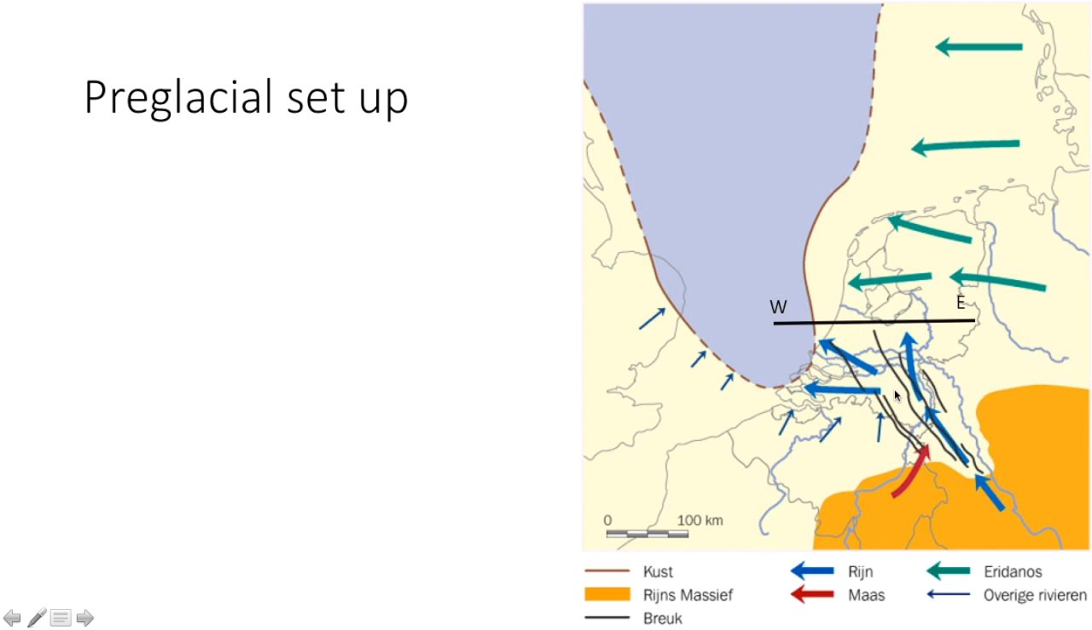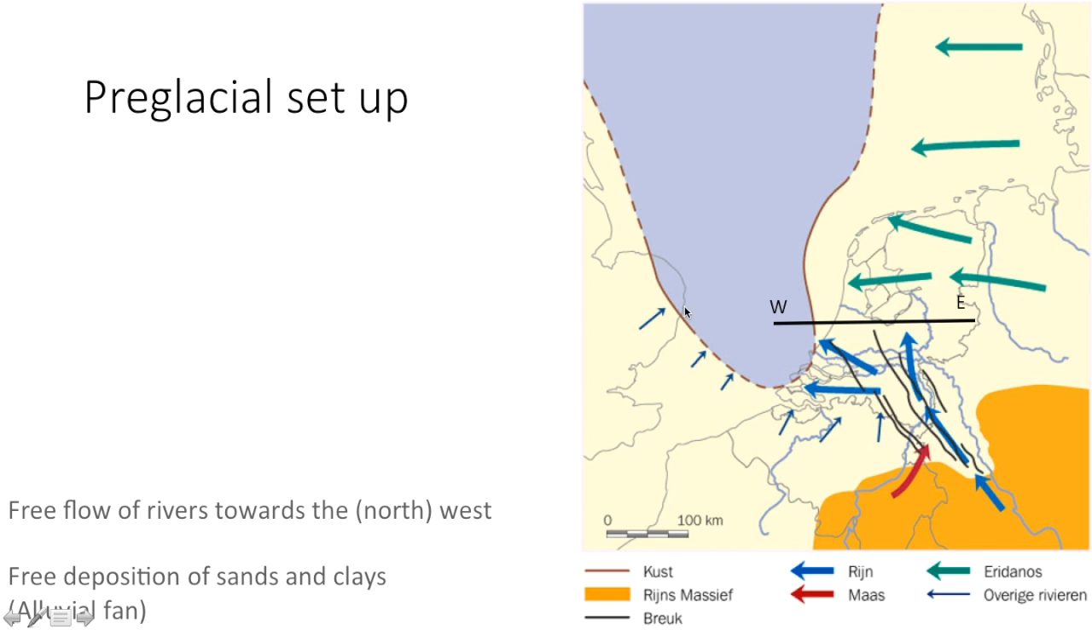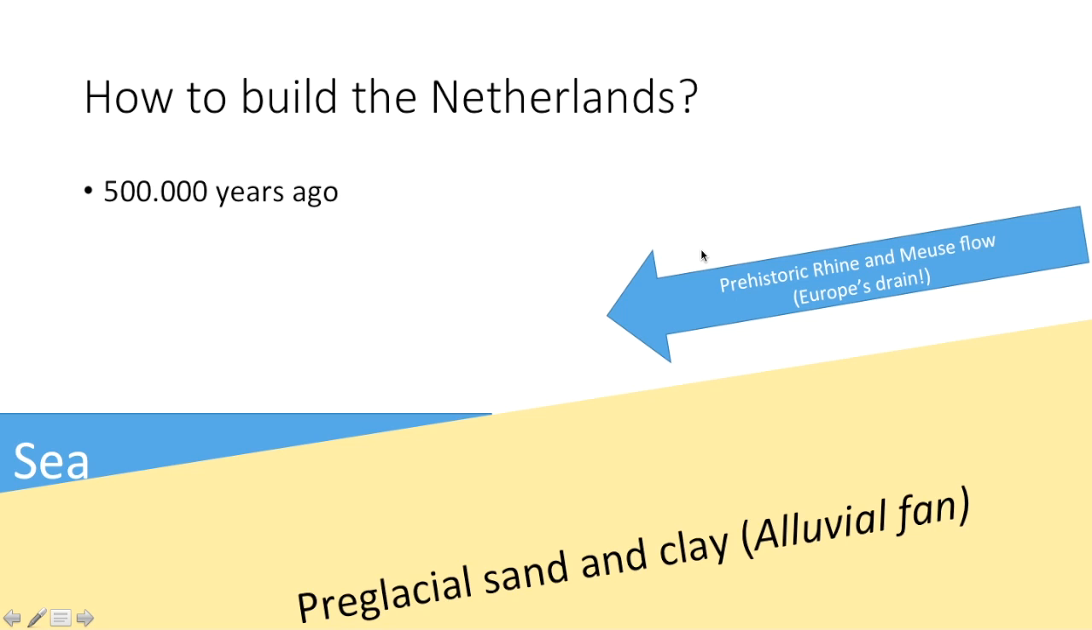Okay, and I'm gonna show you a cross-section of the Netherlands. This is the east, this is the west, and along this line I've made a cross-section, and it looks something like this. This is the east, which is slightly higher. This is the ocean, all the way in the west. And this is the deposition of the prehistoric Rhine and Meuse flow, because this is all put down because the Netherlands and large parts of Germany are Europe's drain.